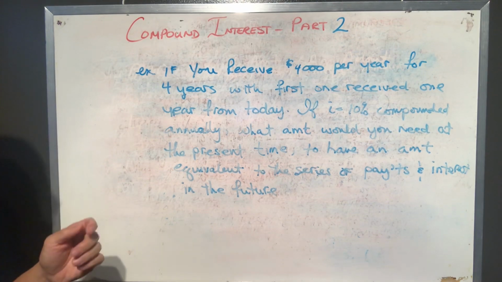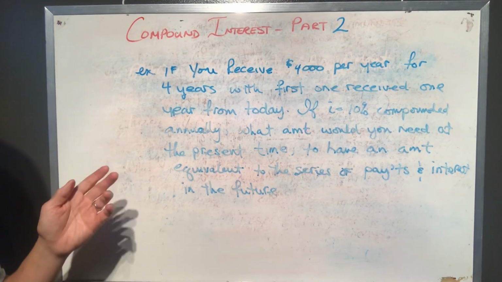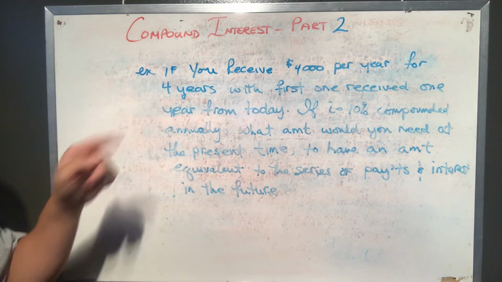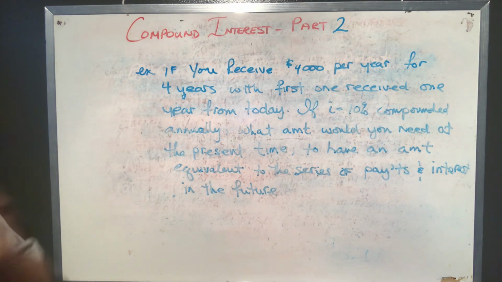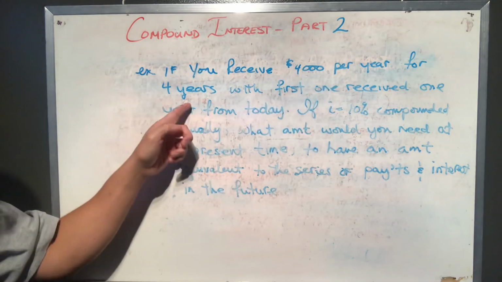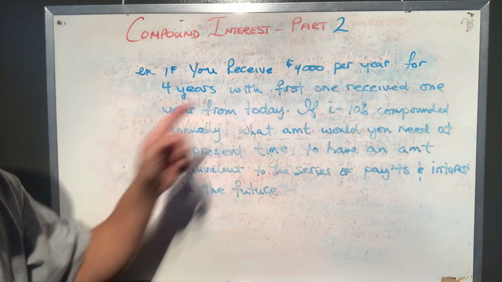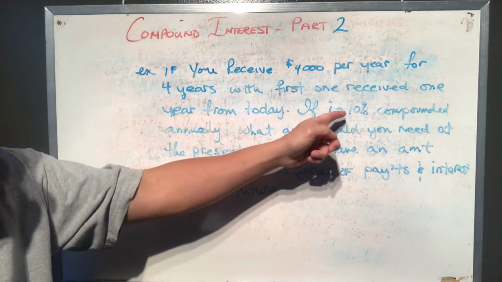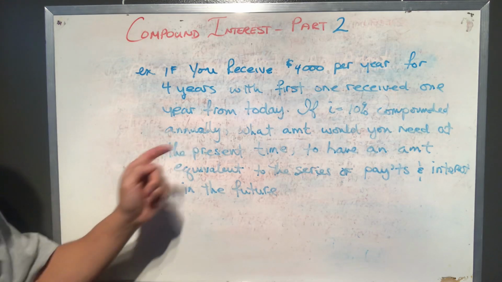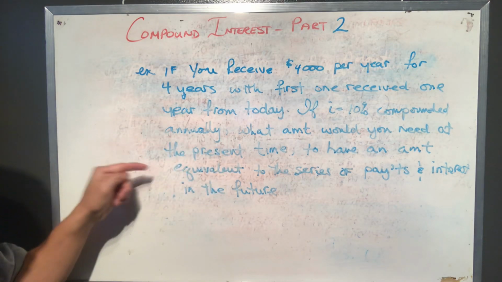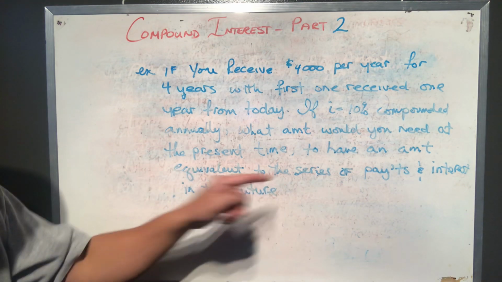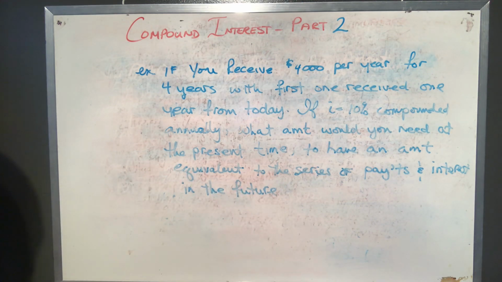So for our last example, we'll be dealing with the present value of an annuity. A slightly different scenario from the last one. Let's say, for example, you receive $4,000 per year for 4 years, with the first one being received 1 year from today. If the interest rate is 10% compounded annually, what amount would you need at the present time to have an amount equivalent to the series of payments and interest in the future?